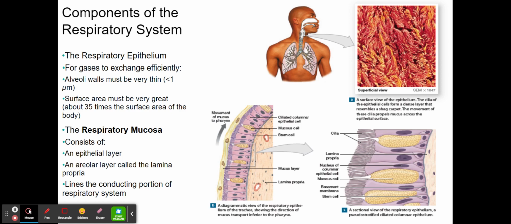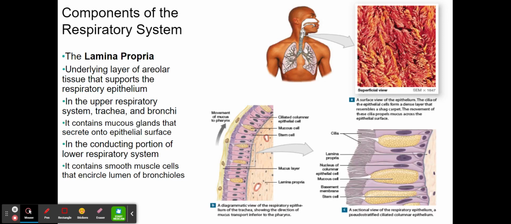Filtering, warming, and humidifying inhaled air begin at the entrance to the respiratory tract and continue as air passes along the conducting portion. By the time air reaches the alveoli, most foreign particles and pathogens have been removed, and the humidity and temperature are within acceptable limits. The success of this conditioning process is due to the respiratory mucosa. The respiratory mucosa lines the conducting portion of the respiratory system.